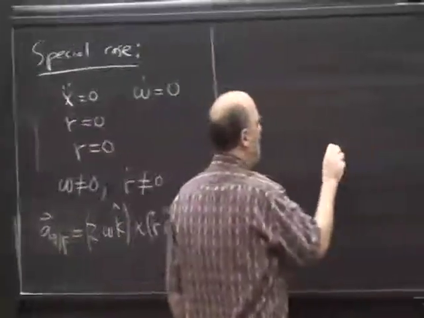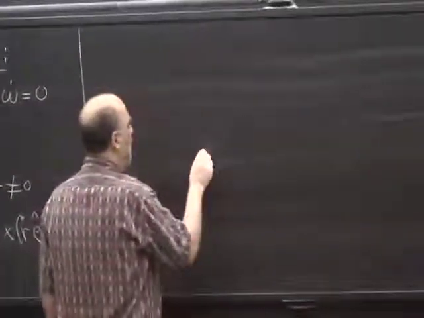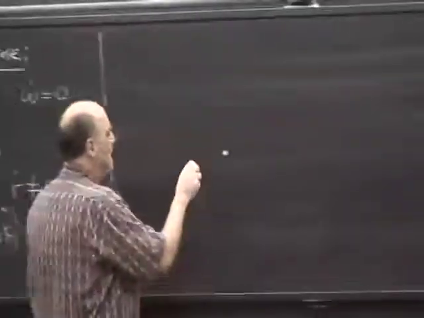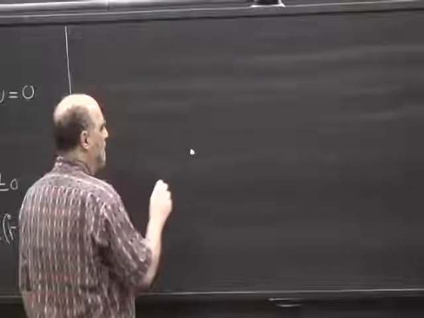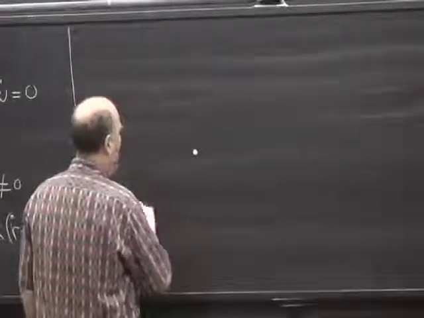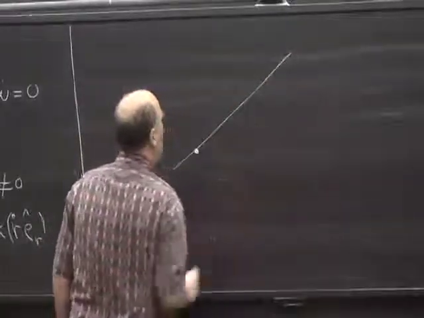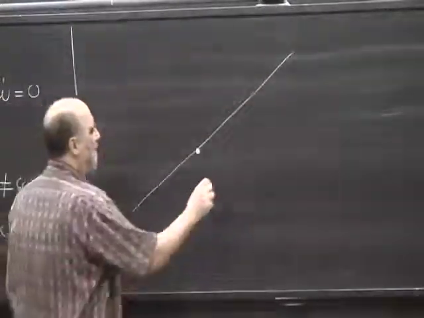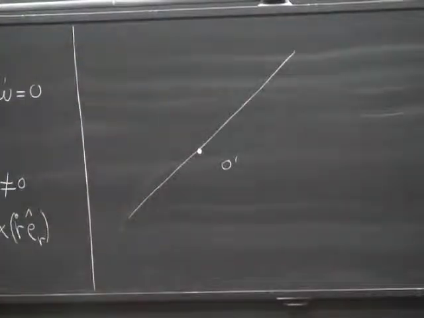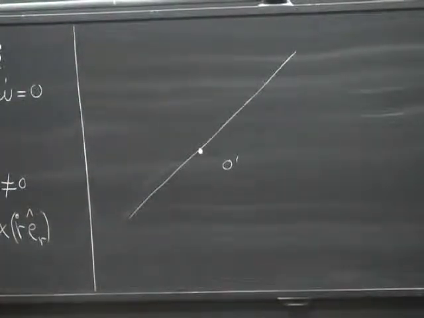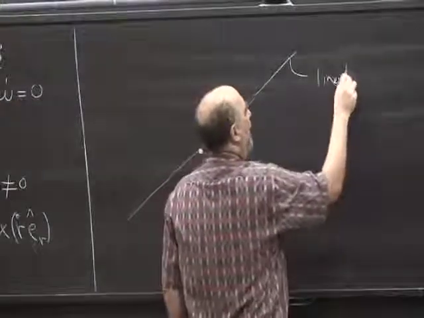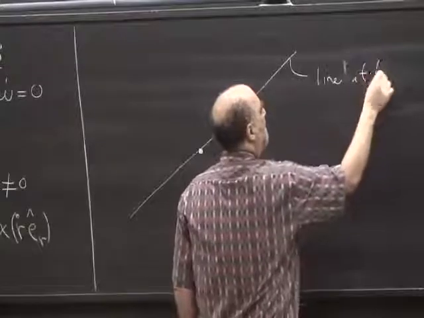What we have is this point O, and O prime, which is going to be still. And then we have the bug walking along this line, which is passing through O prime. So here we have our O prime, and we have the bug passing through this line. Now, this is the line at t.